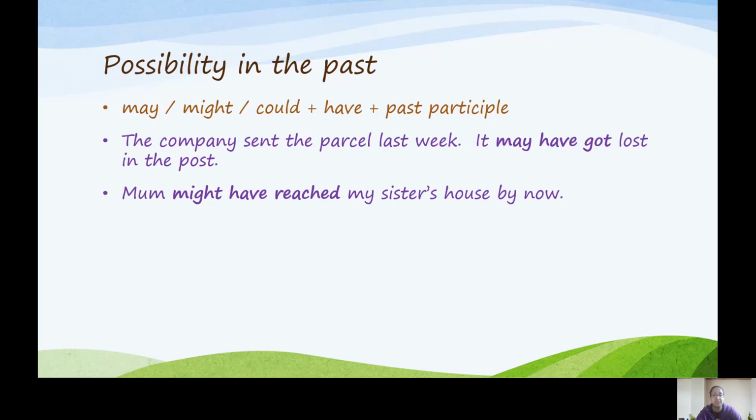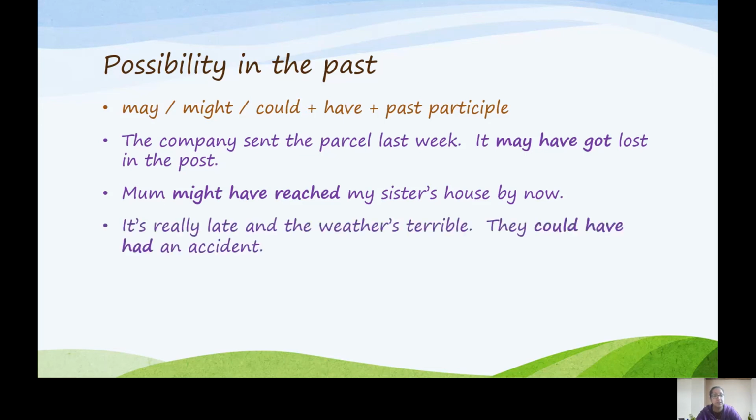Mum might have reached my sister's house by now. She may have reached. She could have reached. They all show possibility of a past action. It's really late and the weather's terrible. They could have had an accident. It's a possibility, not a very positive one. They may have had an accident. They might have had an accident. These are all possible.